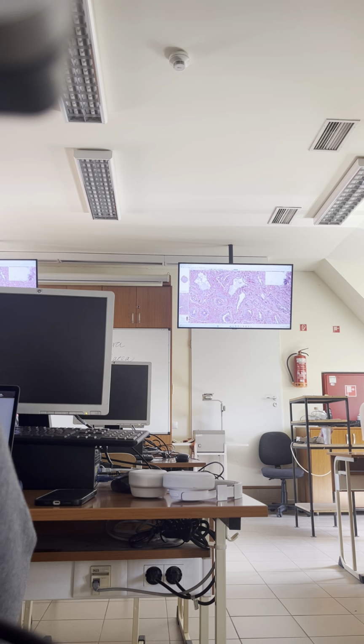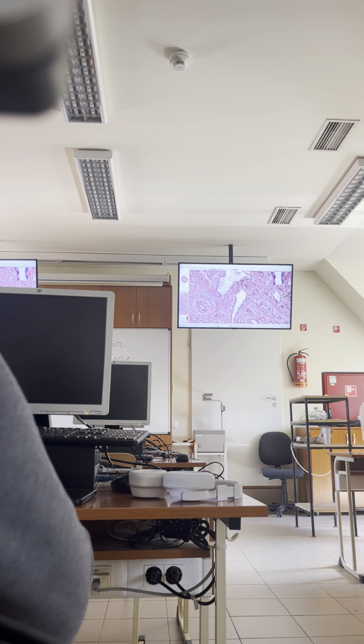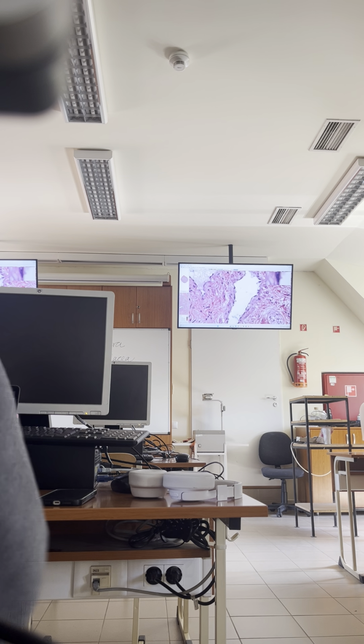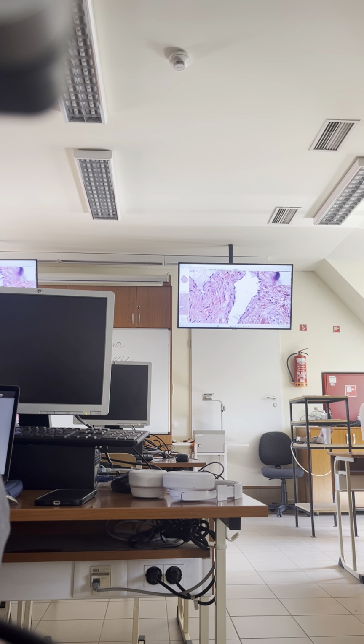Inside this corpus spongiosum there are irregular cavities lined by endothelial cells. These are the cavernae, special blood vessels. Caverna is the singular, cavernae ending with AE is the plural form.